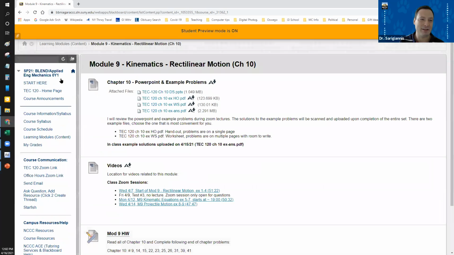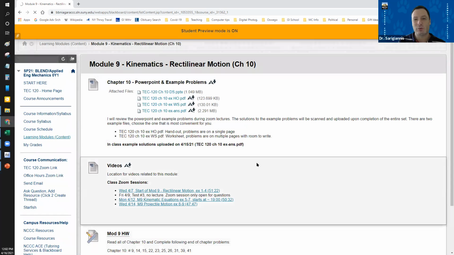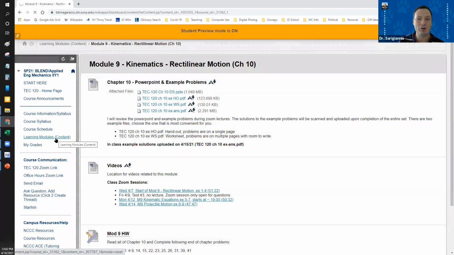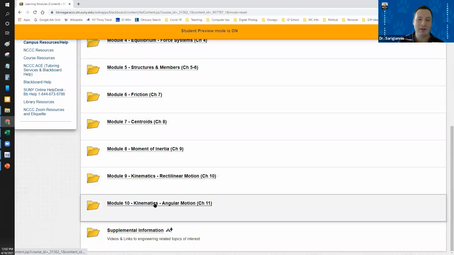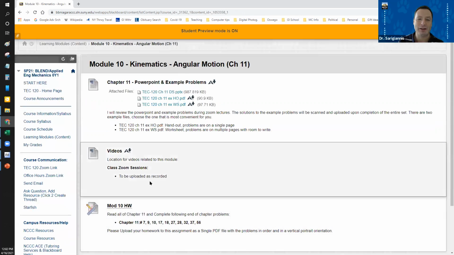So that's module 9. If you go to module 10, module 9 is rectilinear motion, so motion in rectangular coordinates. What we're going to talk about now is, we're still doing kinematics, right? So we're going to talk about angular motion, things like rotational motion. And I've got the PowerPoints here. I've got a handout as usual, either a single page or multiple pages with room to write your answers.